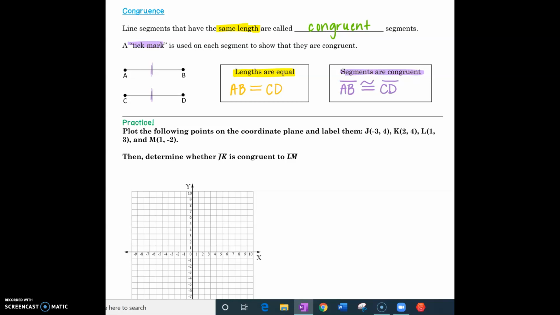So notice the difference when we're talking about the lengths or the distance between the two points, we are not using the line segment notation. When we're talking about two segments being congruent, so specifically talking about the segments and naming the segments, we do use that line segment notation.